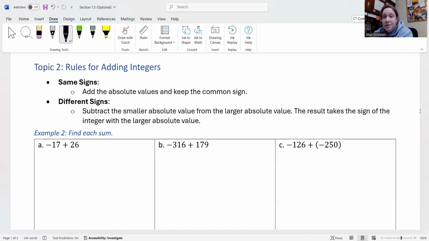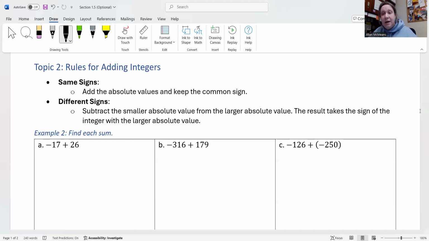Now, if you're adding 2 numbers with different signs, you subtract the smaller absolute value from the larger absolute value, and the result takes the sign of the number that had the larger absolute value. When you start talking absolute value this, absolute value that, it can get a little confusing. But basically, if you're dealing with 2 numbers with different signs, forget the signs for just a second. The absolute value just makes them positive. Subtract the 2 numbers naturally.